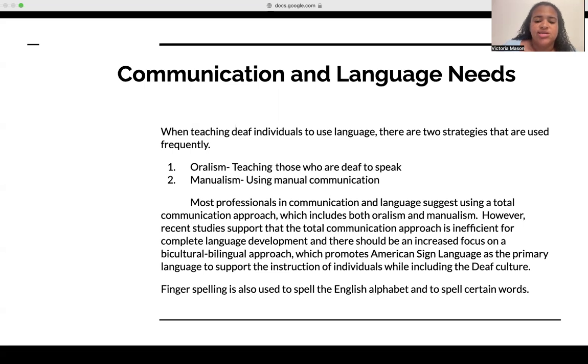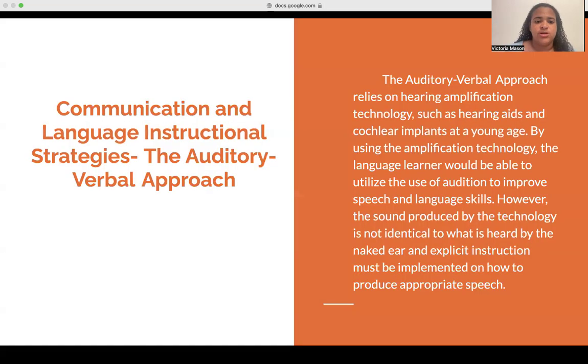However, recent studies support that the total communication approach is inefficient for complete language development, and there should be an increased focus on a bicultural and bilingual approach, which promotes American Sign Language as a primary language to support the instruction of individuals while including the deaf culture. One method that is used is finger spelling to spell the English alphabet and to spell certain words.